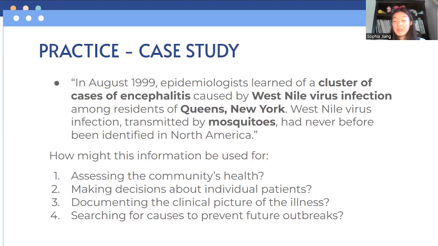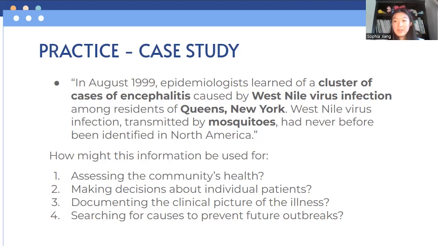So here is the case study that we're going to do. In August 1999, epidemiologists learned of a cluster of cases of encephalitis caused by the West Nile virus infection among residents of Queens, New York. West Nile virus infection transmitted by mosquitoes had never before been identified in North America.